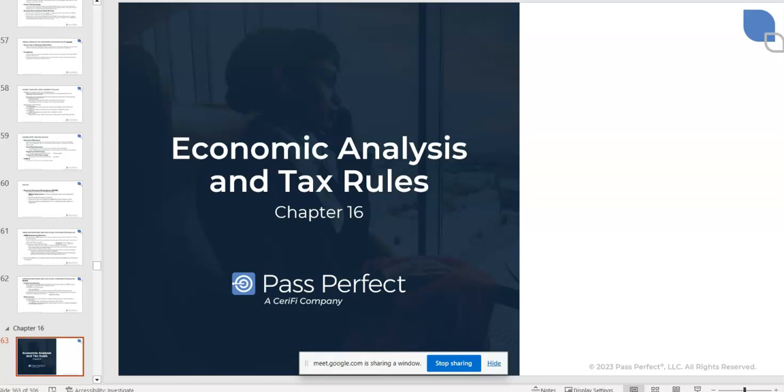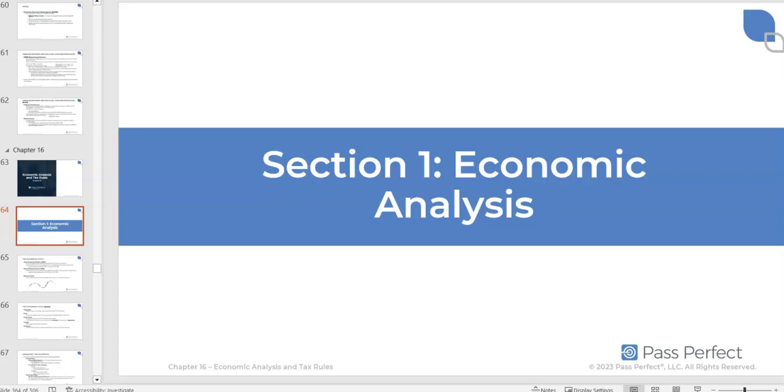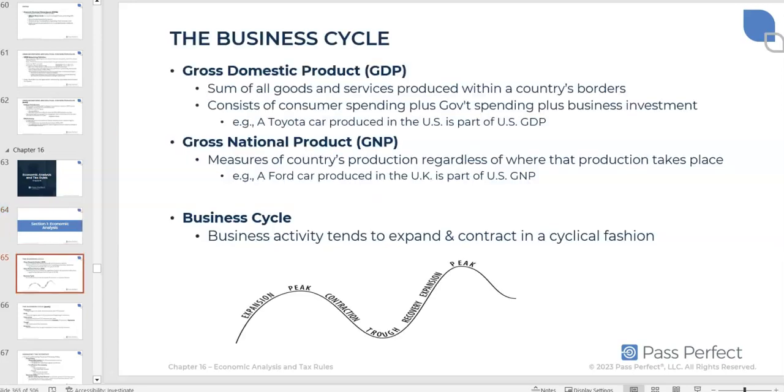All right, final chapter here. So with the rest of our day, we'll go into economic analysis and tax rules, and we'll pick up with this again on Wednesday. So about economic analysis. Again, it's a small part of the overall test about economics. It's not real big. There will be some questions on it, so you do want to know some economic fundamentals.